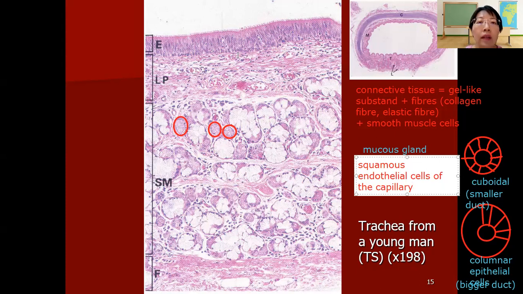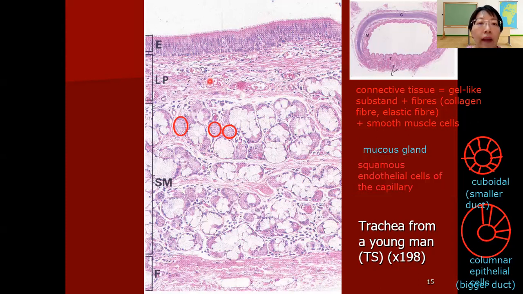Can you see all the nuclei? This nucleus here is flat. This nucleus is flat. This nucleus is flat and elongated with tapered ends. So this is a blood vessel. This is another one. This is a capillary. Another one here. So there are a lot of blood vessels everywhere. This one also looks like a blood vessel to me. This one. Okay, everywhere.